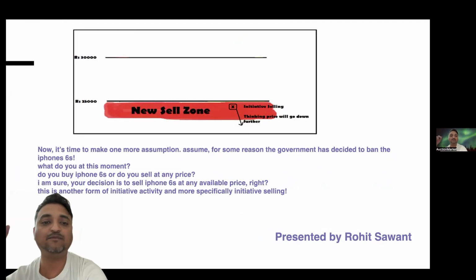So now it's time to make some more assumptions about the sellers. The buying concept is clear, I think, guys. Now we will understand the selling concept, the selling initiative. It is the time to make more assumptions.